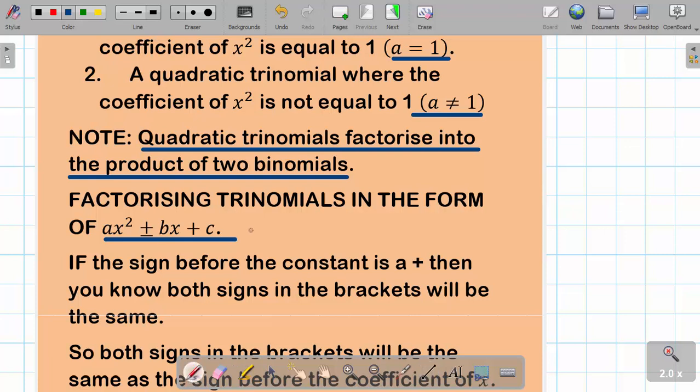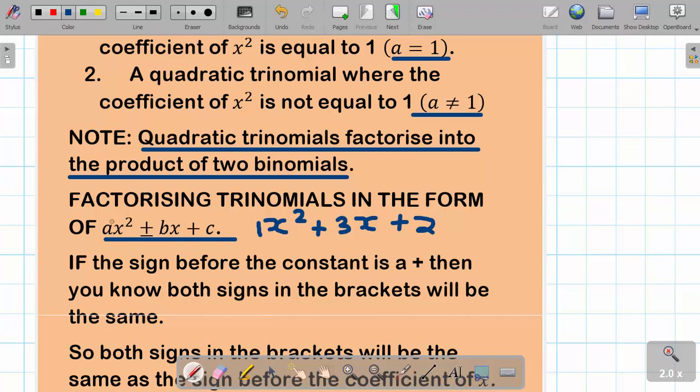For example, if I have something like x squared plus 3x plus 2. So this is one of this form here. As you can see, this is x squared plus 3x plus 2, and my a is 1. There's 1 here, there's 1 here. That's why I said when a equals 1 here.